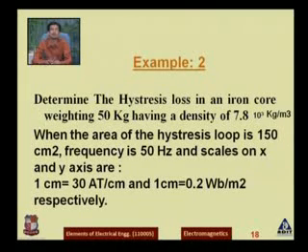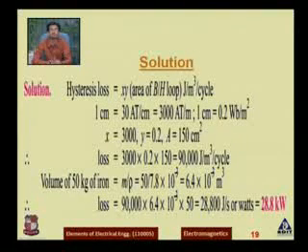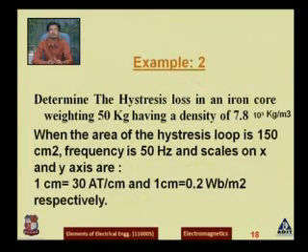So how will you find the hysteresis losses in this example? See, the first thing is that you have to find out the area, right? So how can you find out the area? The x and y axis data are given to you.